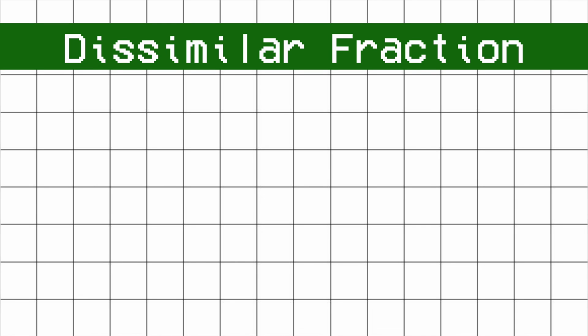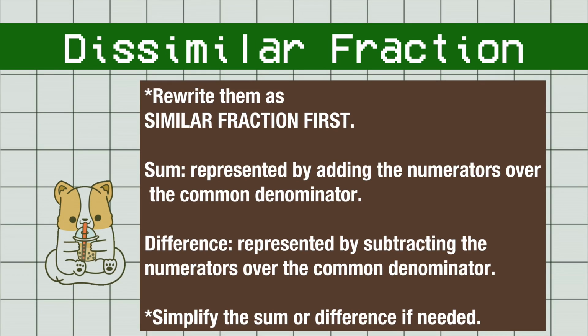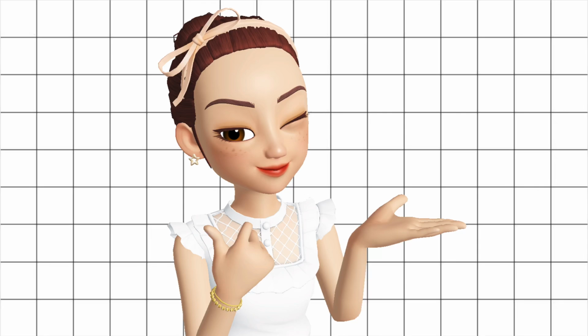Now, let's move on to dissimilar fractions. To add or subtract dissimilar fractions, you have to rewrite them as similar fractions first. The sum will be represented by adding the numerators over the common denominator, while the difference will be represented by subtracting the numerators over the common denominator. Then, simplify the sum or difference if needed. I'll give you some examples also for you to understand it clearly.